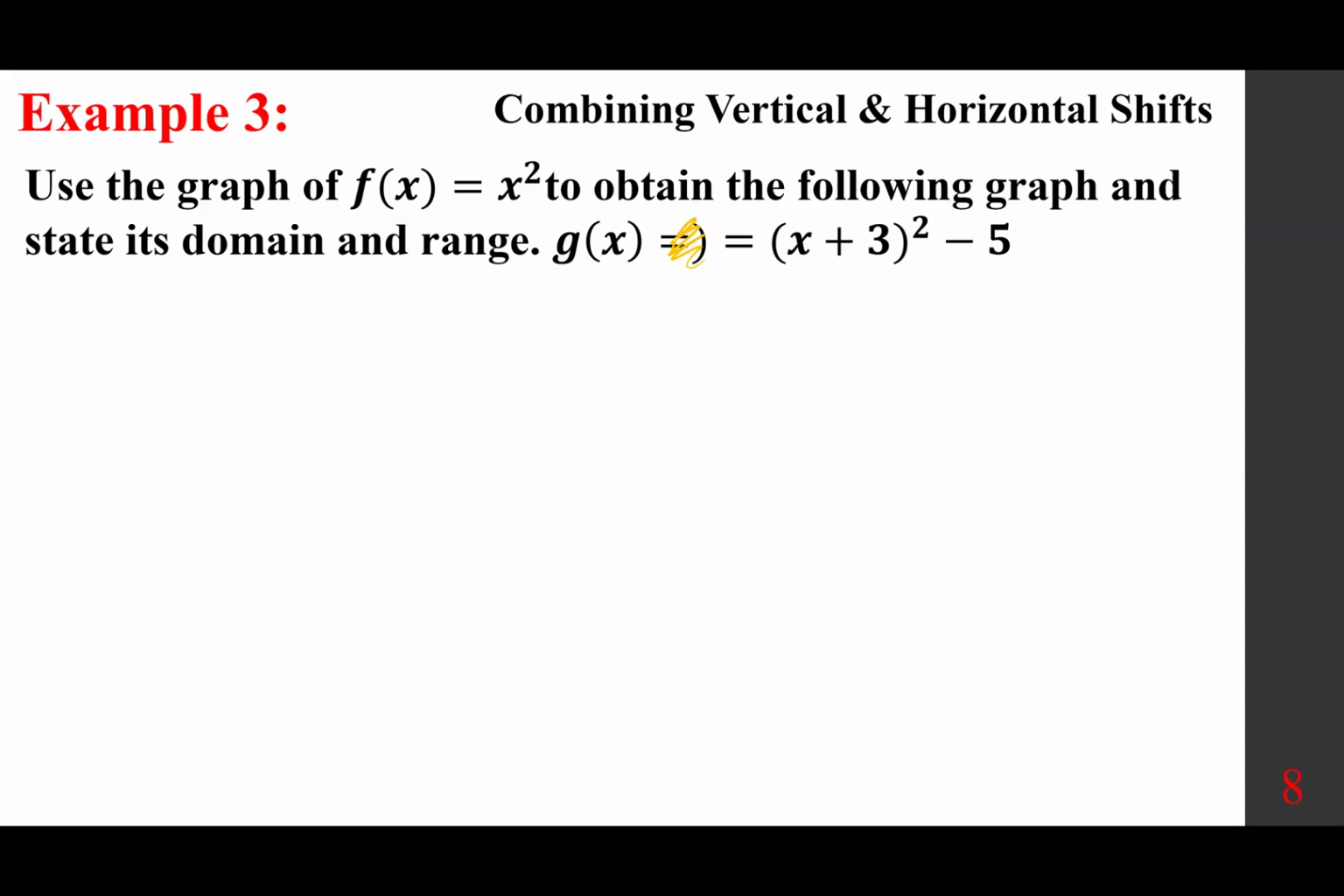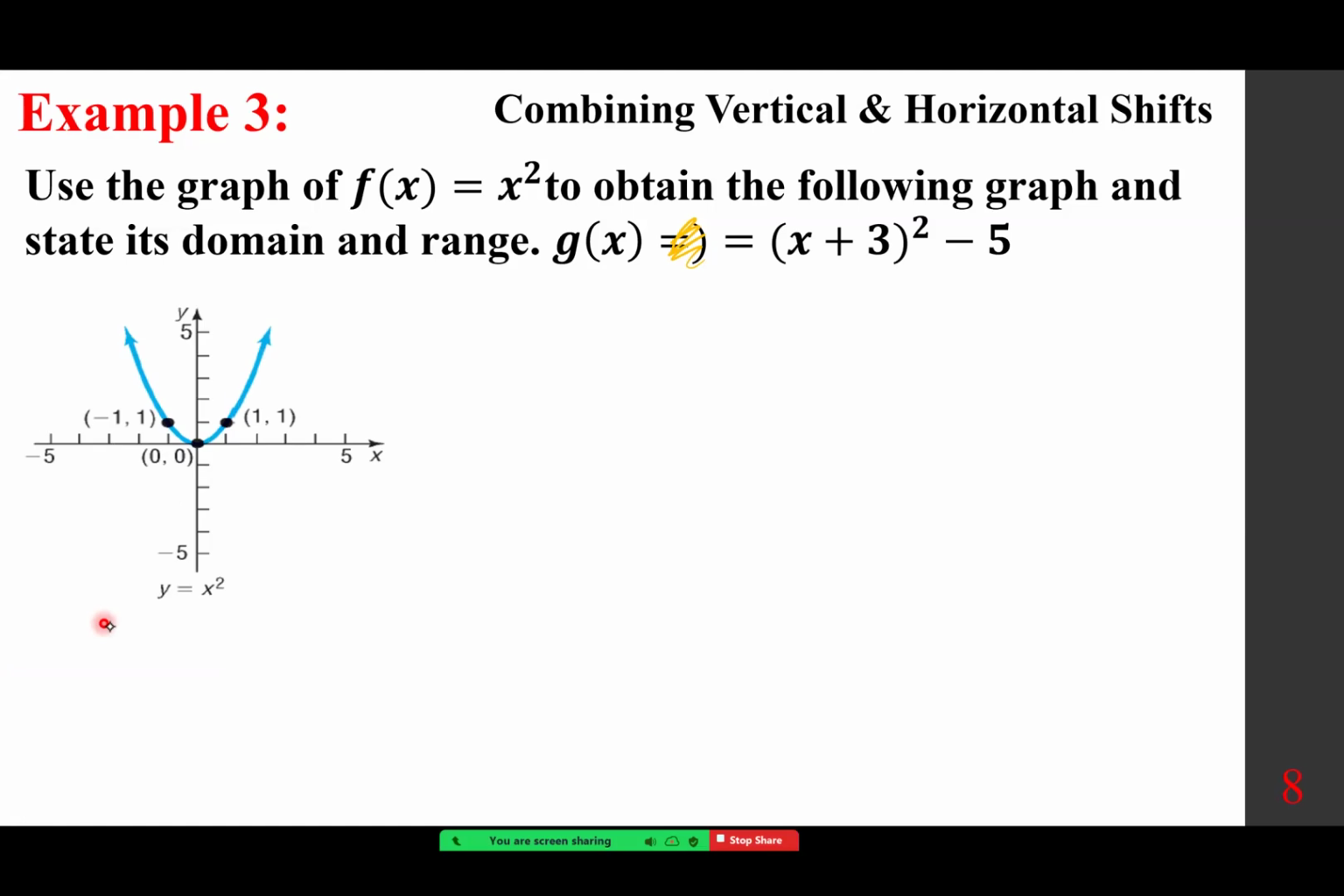All right, so let's do the transformation, and we have y equals x squared. We know how it looks. So there are two transformations. One of them is the plus 3, which means you want to replace the x with x plus 3, which means you are going to move it to the left by 3 units. Same thing, move it to the left by 3 units.